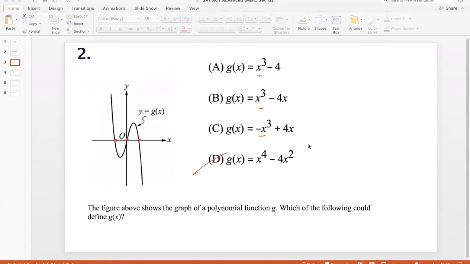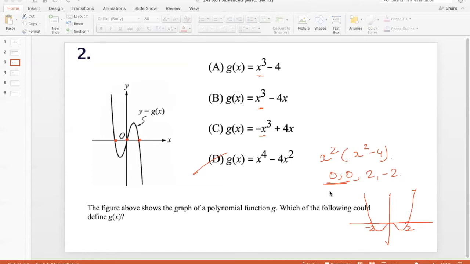How would the graph of option D look? So if I take x squared common, I get x squared minus 4. So this is a graph with roots at 0, 0, 2, and minus 2. So this would look like this, minus 2, 2. This would come like this and go like this. Because there is a repeated root at 0, the graph would turn from the axis at 0, right? And so this is how the graph of option D would look.